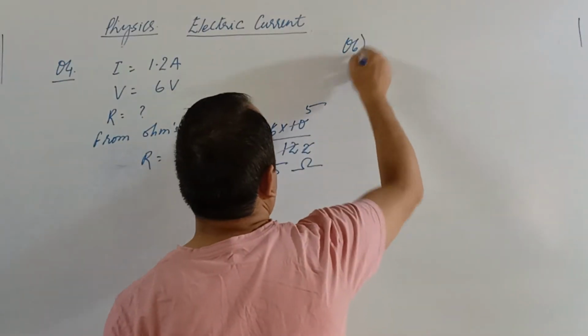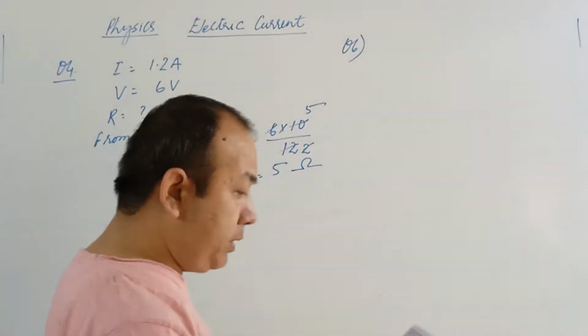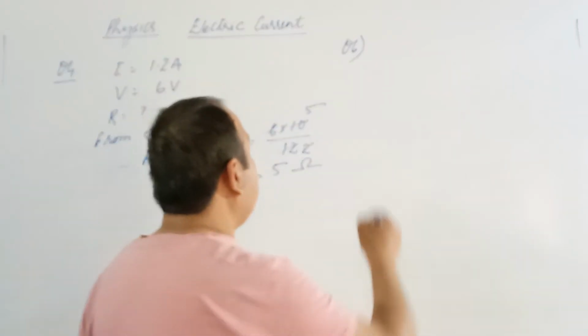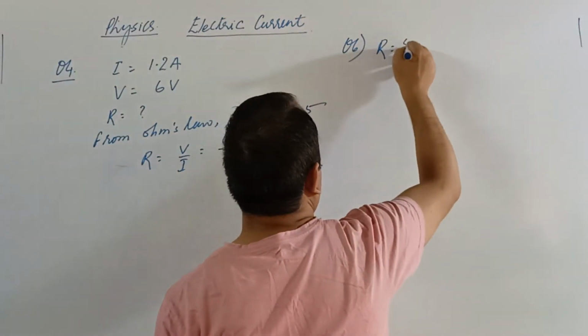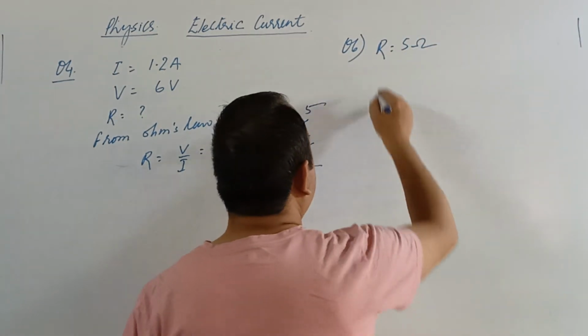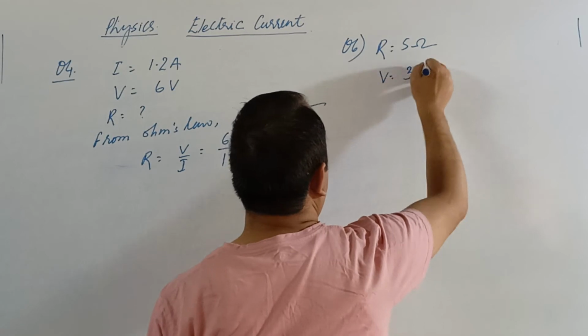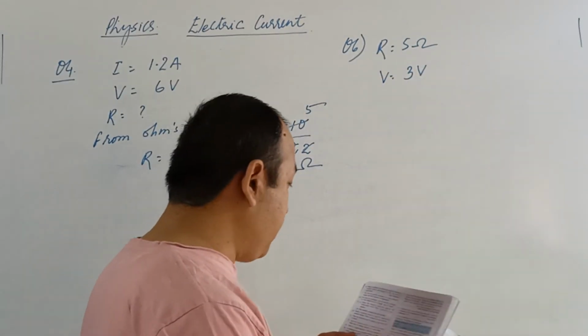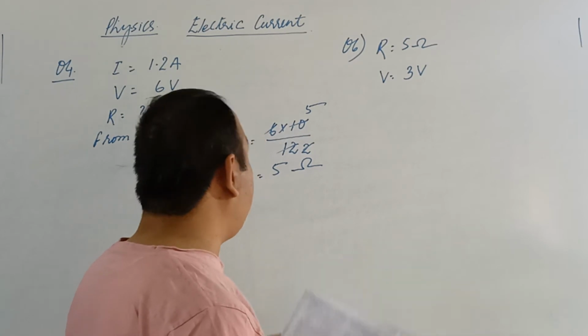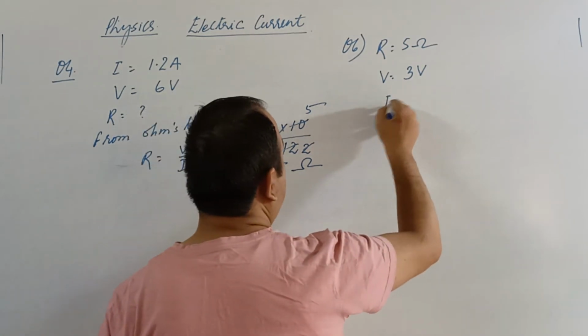Now in question number 6 it is given that calculate the current flowing through a wire of resistance 5 ohm. So resistance is given equal to 5 ohm. And then next, the potential difference is given equal to 3 volt. After that we are asked to find the current flowing through the wire. So that means we need to find the current.